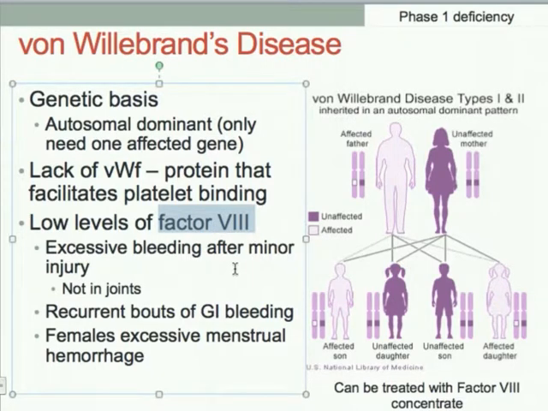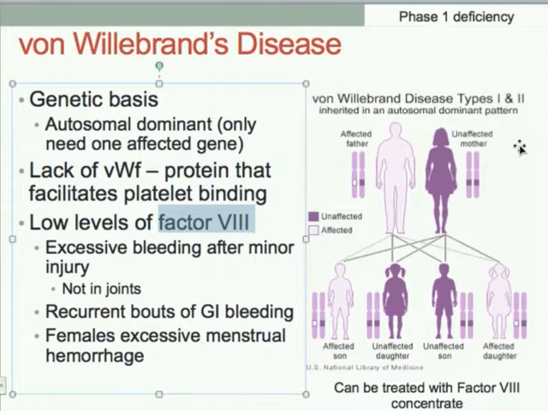With von Willebrand's disease, you'll see both low VWF and low factor 8. Very excessive bleeding. You're not going to see it in joints for von Willebrand's, but you will see large amounts of GI bleeding. They are recurrent. And in females, there is the presence of menorrhagia, which refers to very heavy menstruation. In a typical menstrual cycle, you'll see women lose 3 to 5 tablespoons of blood over about 5 to 7 days. Menorrhagia is a larger amount of blood and can lead to anemia.